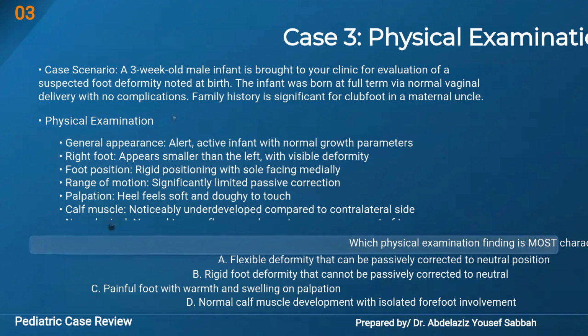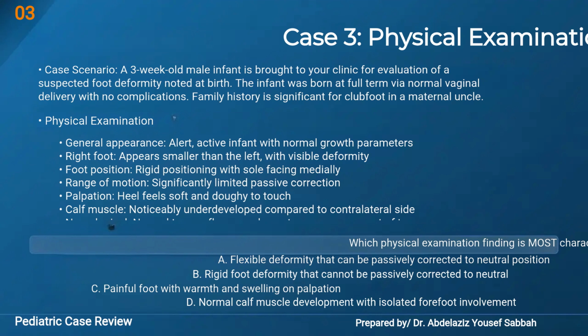at birth. He was born at full term via normal vaginal delivery with no complications. Family history is significant for clubfoot in a maternal uncle. On examination, the infant is alert and active with normal growth parameters. The right foot appears smaller than the left with a visible deformity. The foot position is rigid with the sole facing medially. Range of motion shows significantly limited passive correction.